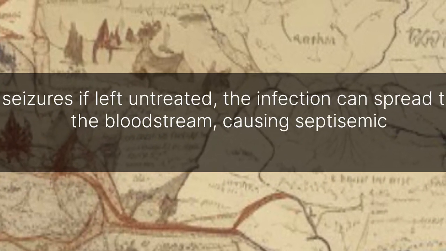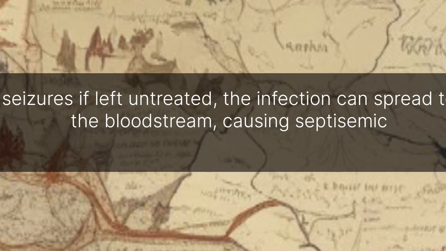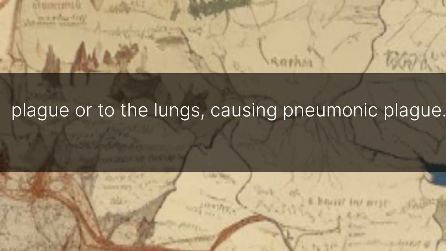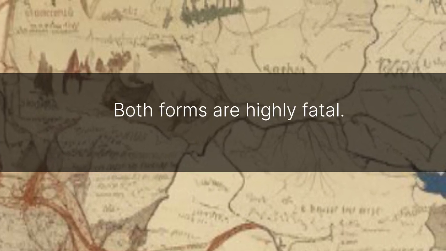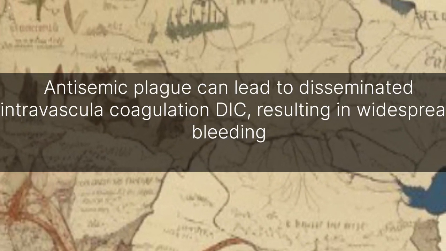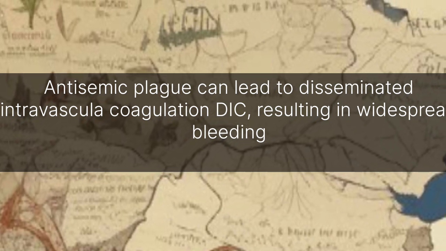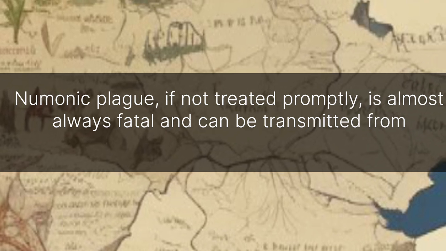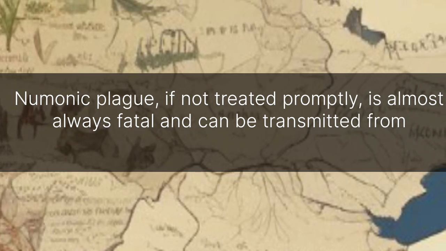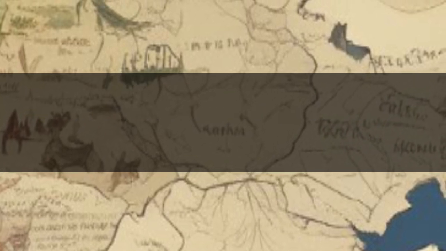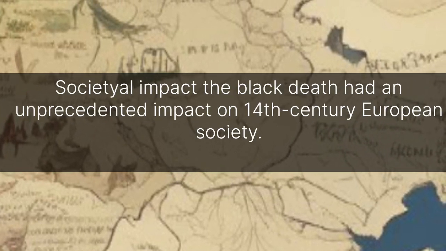If left untreated, the infection can spread to the bloodstream, causing septicemic plague, or to the lungs, causing pneumonic plague. Both forms are highly fatal. Septicemic plague can lead to disseminated intravascular coagulation (DIC), resulting in widespread bleeding and organ failure. Pneumonic plague, if not treated promptly, is almost always fatal and can be transmitted from person to person through respiratory droplets. Societal impact. The Black Death had an unprecedented impact on 14th-century European society.